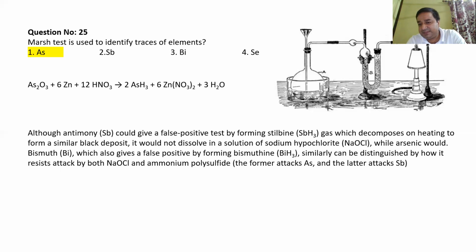So looking at this test, one can make a conclusion whether the gas that is coming out, it is AsH3, SbH3 or BiH3. That is the analytical chemistry over here working. So our answer over here, obviously, as I have told before, is going to be arsenic. But how to distinguish between them, I have given the explanation for that. Okay, next.